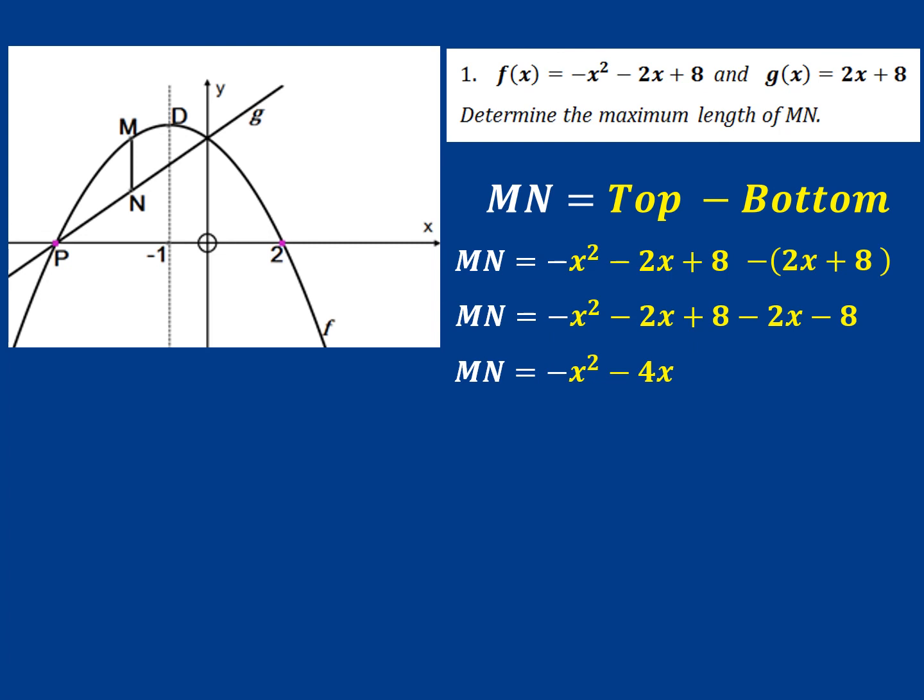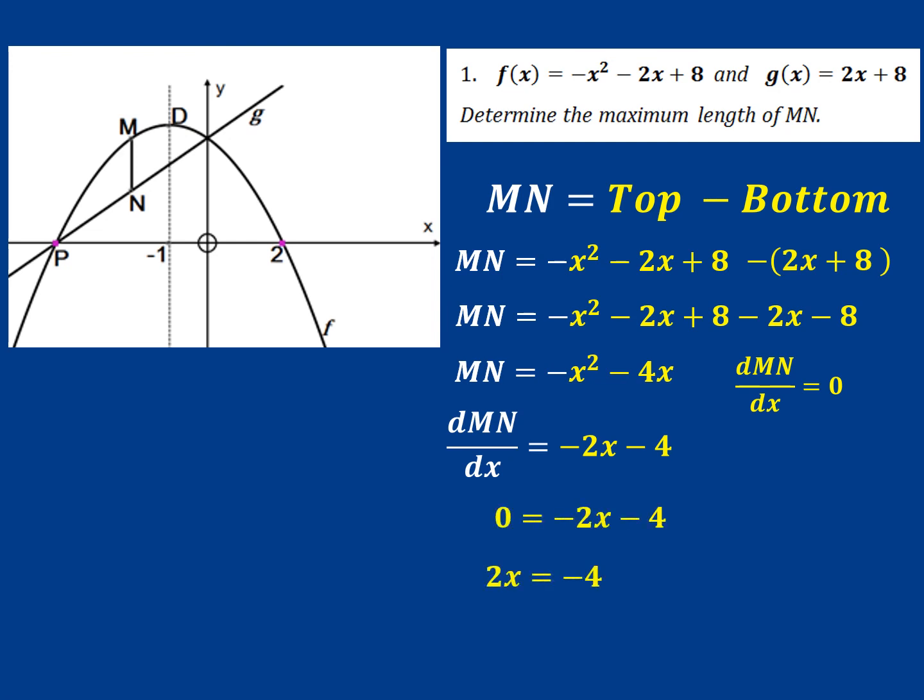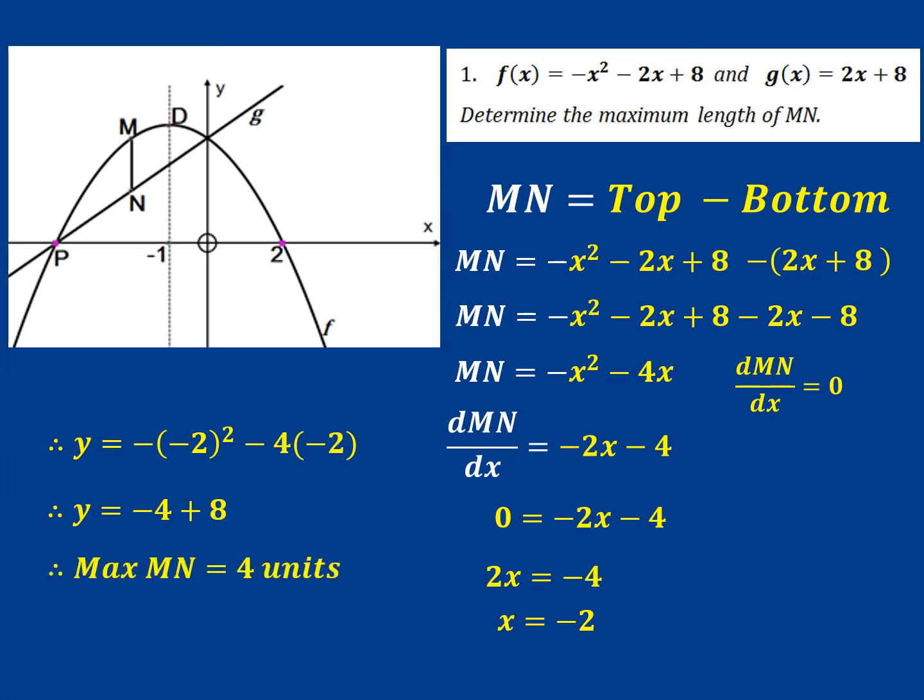So you can choose to use minus b over 2a, or you can choose to make the first derivative equal to 0. Now the first derivative will be minus 2x minus 4, and just have a look at the notation. We had MN on the left, so we've got dMN on the top, x on the right, so we've got dx on the bottom. If we make it equal to 0, I can take my 2x across to the other side and divide by 2. So my maximum distance will occur where x is minus 2. If we substitute it back into the distance MN, we end up with minus 4 plus 8, and I end up with my maximum distance of 4 units.